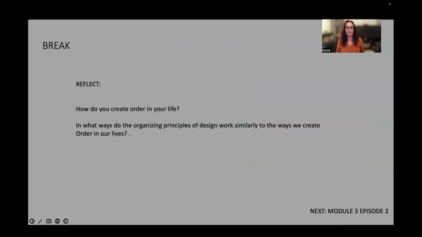On this break, I'd like you to just consider the question of how do you create order in your life? We're trying to find a parallel between order and the artist's desire to give order to an idea. So how do you create order in your life? What kind of order do you crave, right? Balance, perhaps, right? In what ways do the organizing principles of design work similarly to the ways we create order in our lives? I'll leave you with that, and we'll see you shortly for episode 2 of module 3.